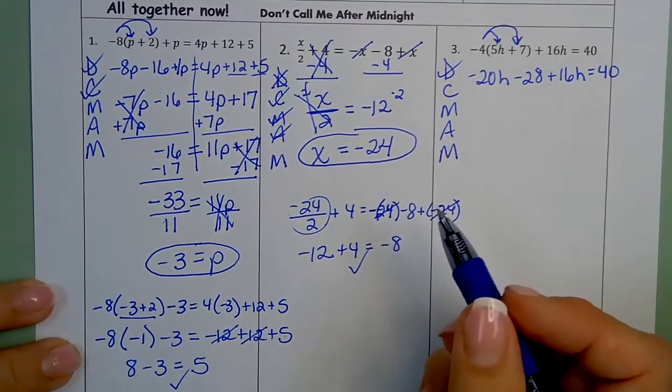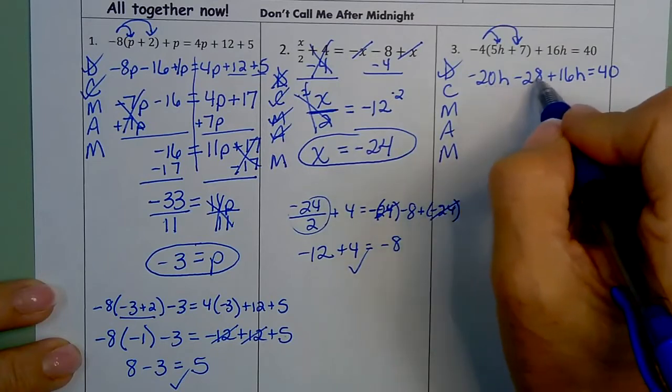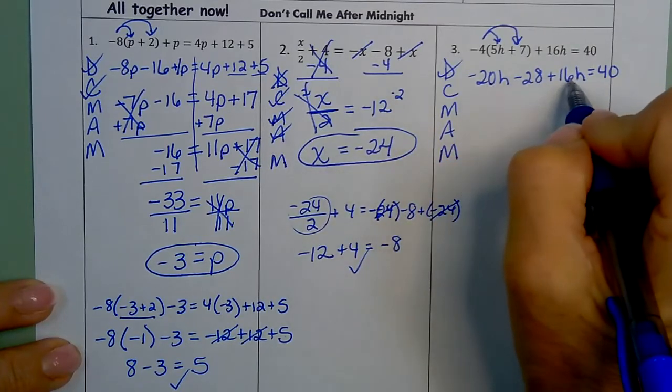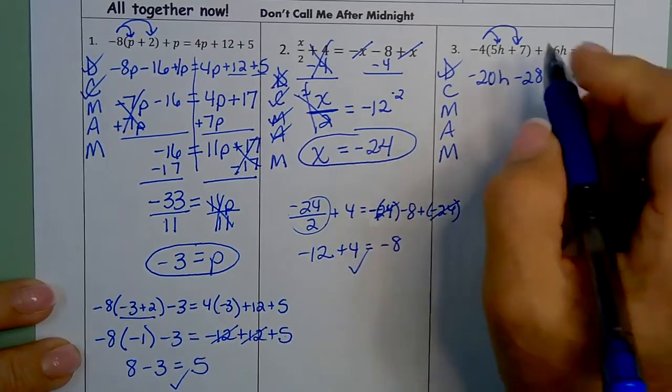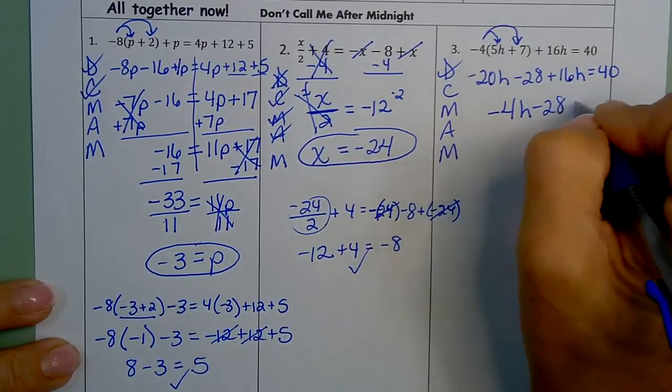Now we're on combine like terms. Well, this is the only term on this side of the equation, so we just need to look here. -20h and 16h are like terms. So I put those together and I get -4h.